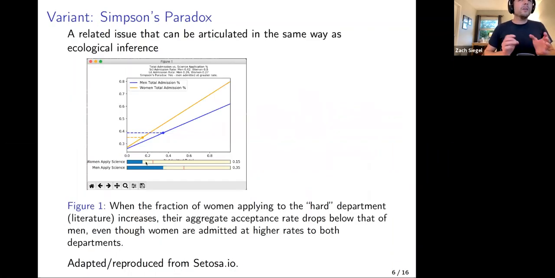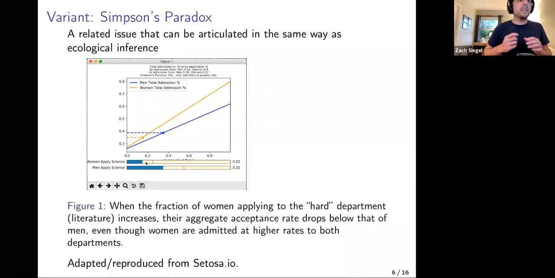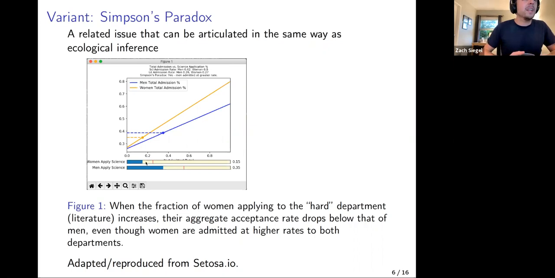Okay, so another related example that I think is fun, although it's not the main thing that gets talked about in this particular topic, is something called Simpson's paradox, which in particular happens when a correlation actually has the opposite sign of an aggregate correlation. Although in my paper, I'm going to articulate this in the language that is more commonly used for ecological inference, because this is a topic that I just kind of made a connection to.